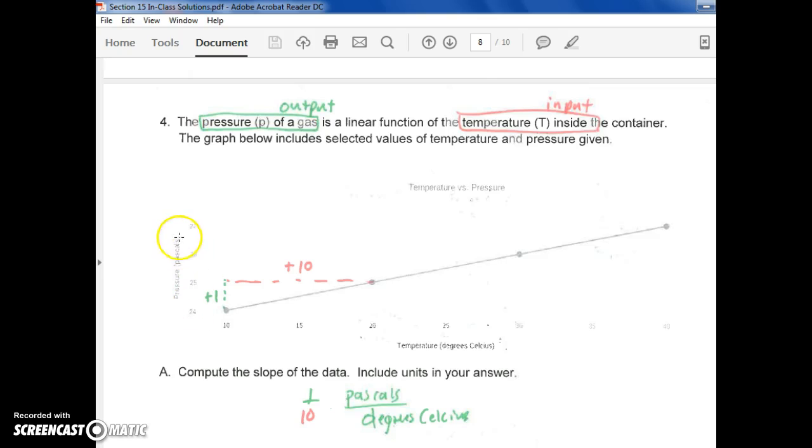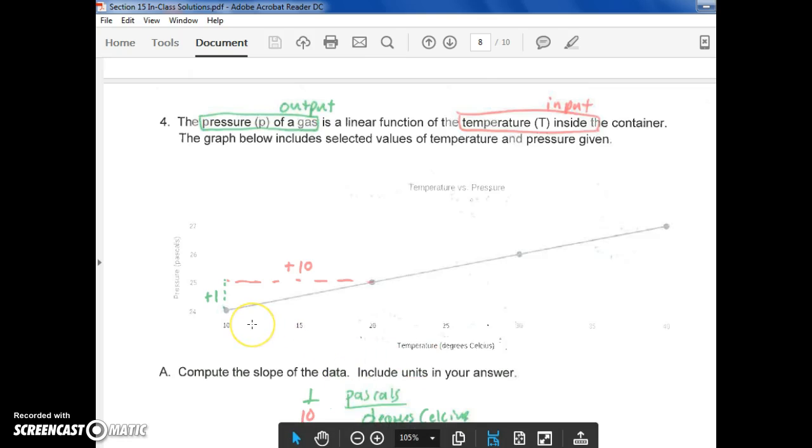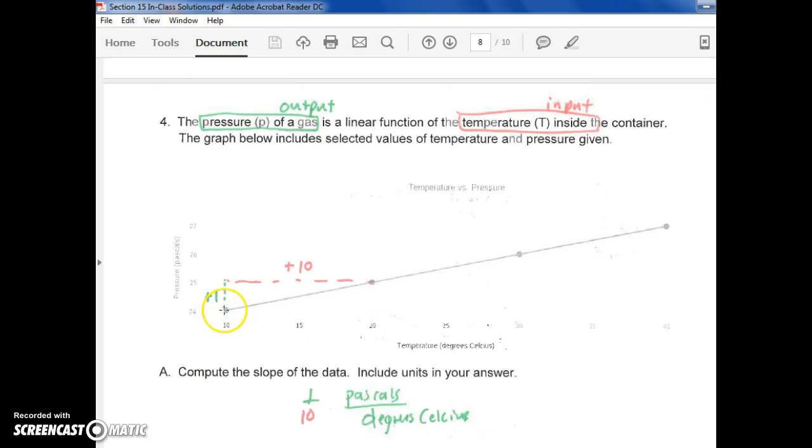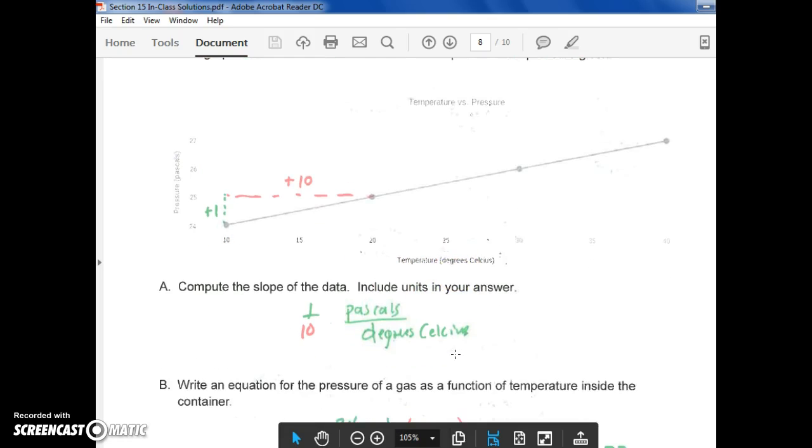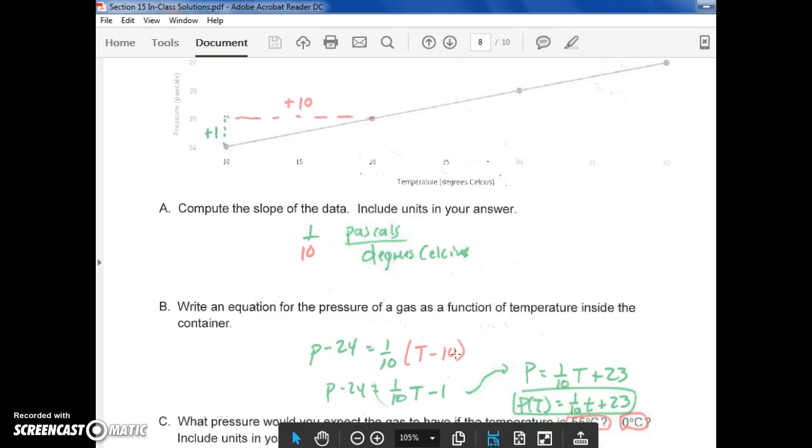That's kind of tough to read here, but pressure is listed in pascals, and then the temperature is listed in degrees Celsius. So to find the slope of the data, we're essentially looking for our change in vertical over the change in horizontal between two consecutive points. So we've got a point here, 20, 25. So my vertical change is a +1, that's the output change, and my horizontal change is a +10, that's my change in input. And again, the vertical was pascals, and the horizontal was degrees Celsius. So it's 1/10 pascals per degree Celsius.